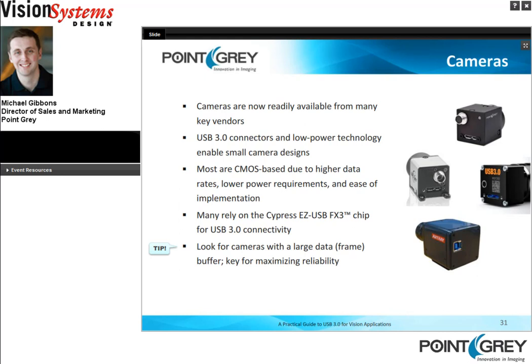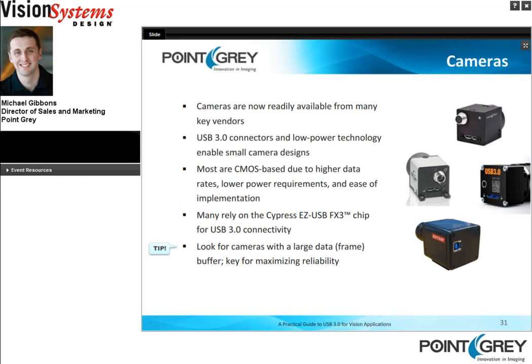Many USB 3 cameras use the Cypress EZ-USB FX3 chip to enable USB 3 connectivity. This chip is basically a general purpose USB 3 device controller. Point Grey does not use it. We've created our own USB 3 link layer, which we load into an FPGA, but we have worked extensively with the FX3. A common implementation consists of a CMOS sensor connected to the FX3 with a small FPGA connected. According to Cypress, the FX3 can sustain performance of up to about 320 megabytes per second.